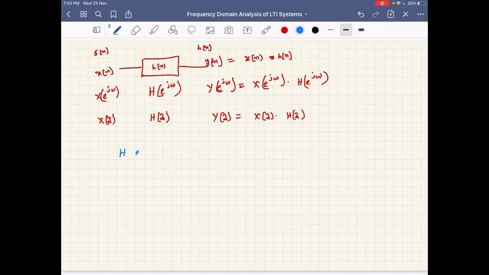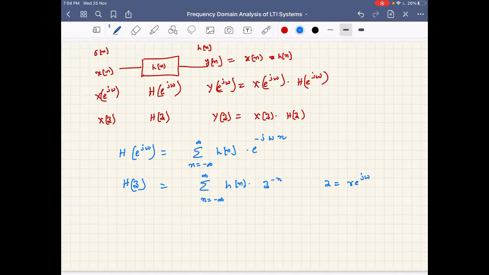Now let us see the relation between H of e power j omega and h of n. How do we obtain it? Assuming h of n is aperiodic, n equal to minus infinity to infinity, we find the correlation with e power minus j omega n, so correlation with complex exponentials. Similarly, H of z we obtain through correlation of h of n with z power minus n, where z equal to r e power j omega. This is defined for a broader class of systems as well as signals to analyze, even broader than what is defined with the Fourier transform.